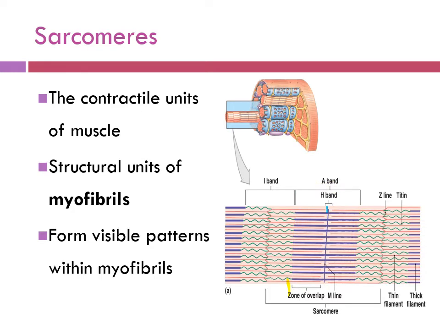The H band right here in the center only contains thick filaments. So it's very small, and you can see the red is the actin, and this dark blue purple color is the myosin. Where the actin stops on either side, there's a gap, so that in this very central region, you only see myosin, and so that is the H band, where there is only myosin, no actin.